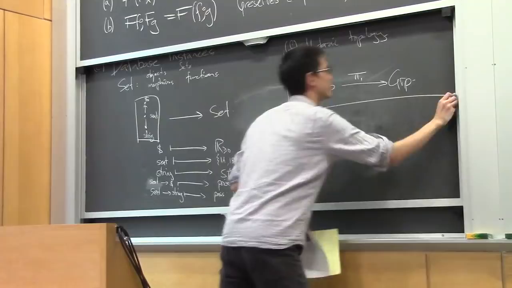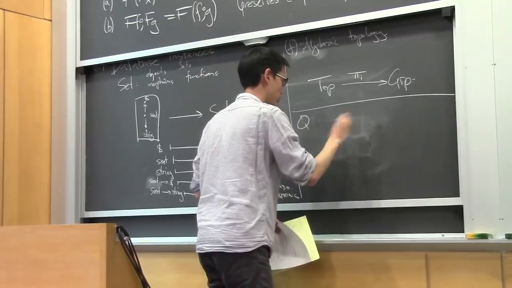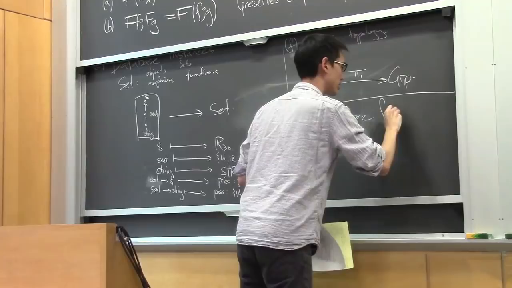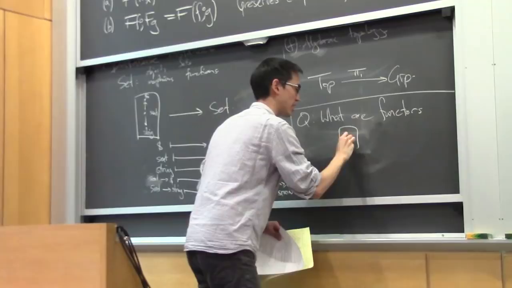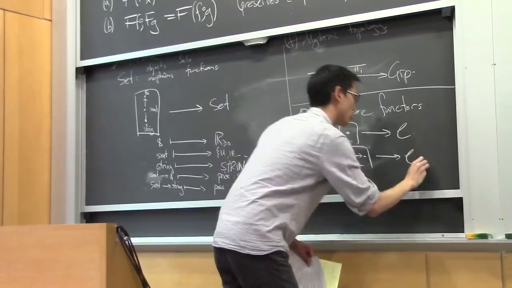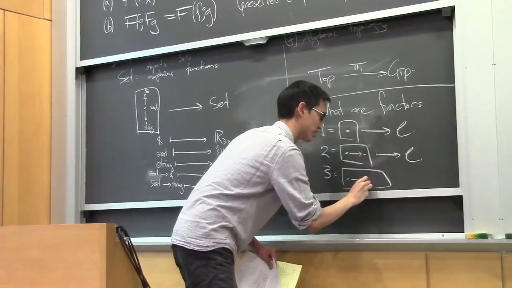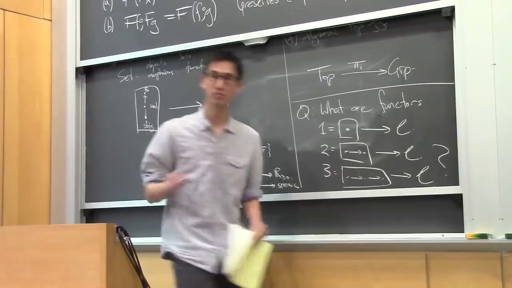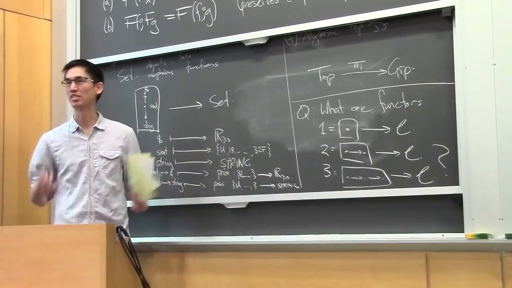Okay, so I'll give you two questions, or three, let's say. What are functors? If C is a category, what are functors from, say, this one-object category to Set, or to C? What are functors from two to Set? And then maybe what are functors from three to either Set or C. Then pick a neighbor, discuss what's been happening so far, and see if you can construct an answer to these questions.